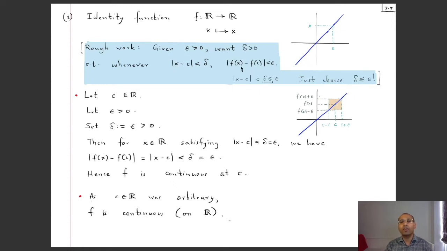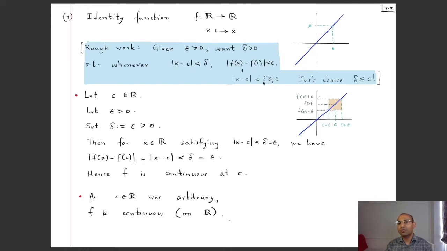Now what is f of x in this case? f of x is simply x. And what's f of c in our case? f of c is equal to c. So mod of f of x minus f of c is simply mod x minus c. And I want to choose a delta such that whenever mod x minus c is less than delta, I am guaranteed that this is less than epsilon. Well, I know that this is less than delta and I want delta to be less than or equal to epsilon, so that then this is less than epsilon.